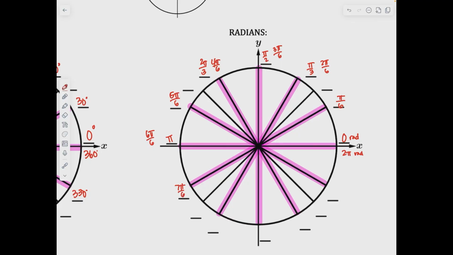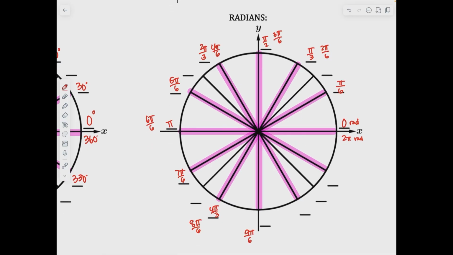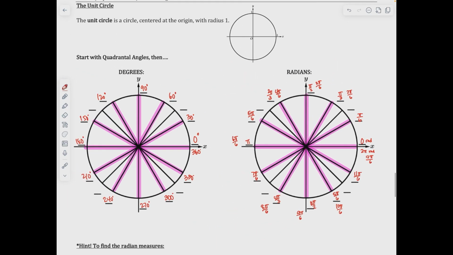This is 7 pi over 6, 8 pi over 6, 9 pi over 6, 10 pi over 6, so this is 5 pi over 3, 11 pi over 6, and then this is 12 pi over 6, which is the same thing as 2 pi. Okay, the last one is going to be the 45 degrees. So these are all multiples of 45.